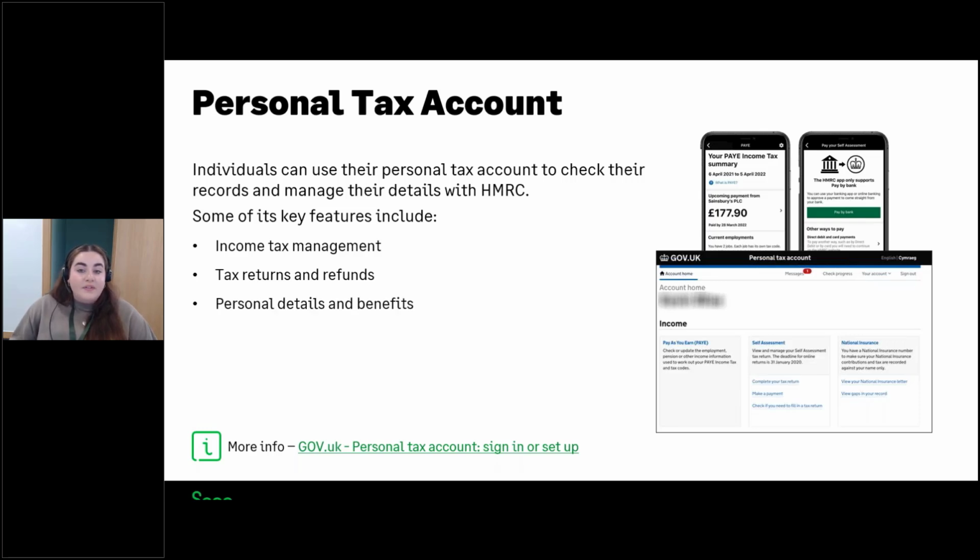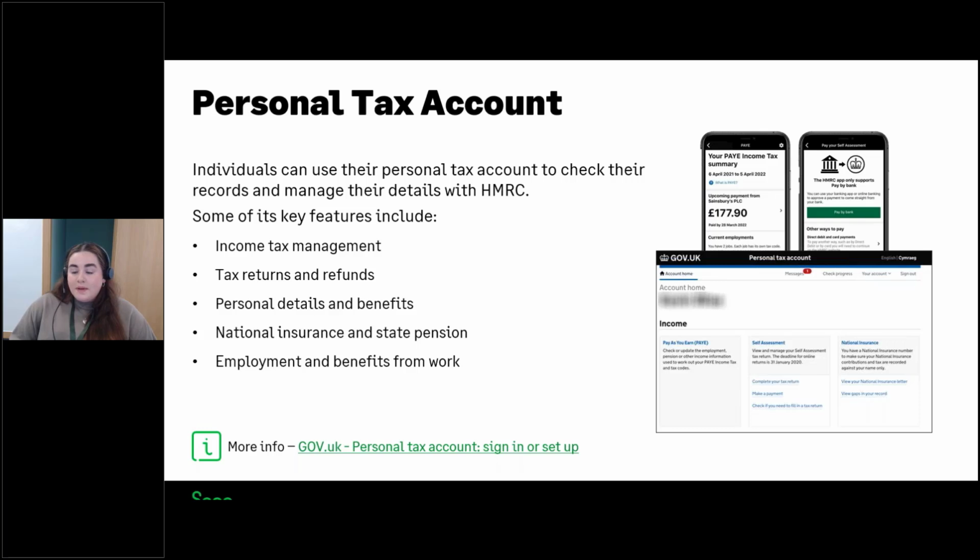Personal details and benefits as well, so they can update the personal details like name and address, as well as check and manage any benefits such as child benefits and tax credits. Also national insurance and state pension, so they can update details about any of them.